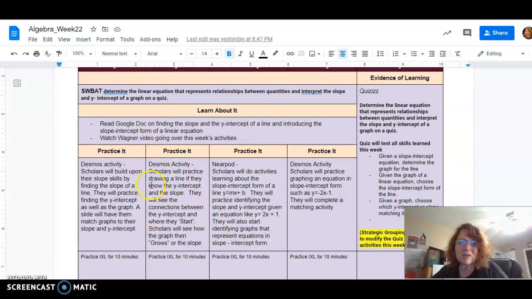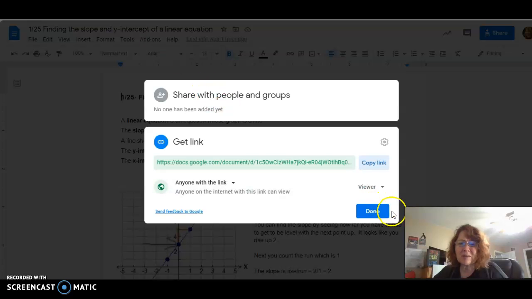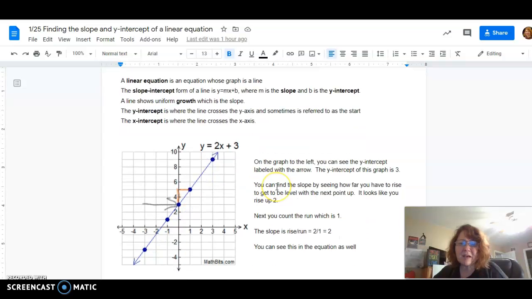So basically, you're going to look at lines and be able to tell the slope and the y-intercept. We're going to be talking about this y equals mx plus b. Hopefully, you've heard that before. I do have a document that gives you some information. There are some vocabulary words on here, so make sure you look at that.